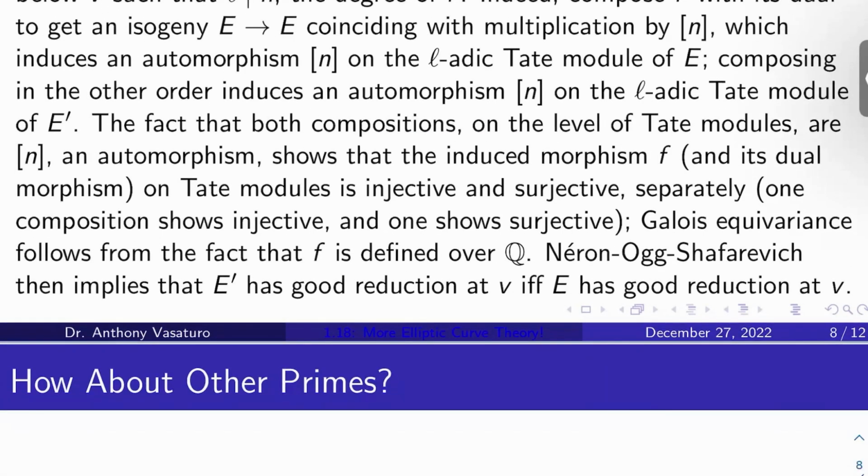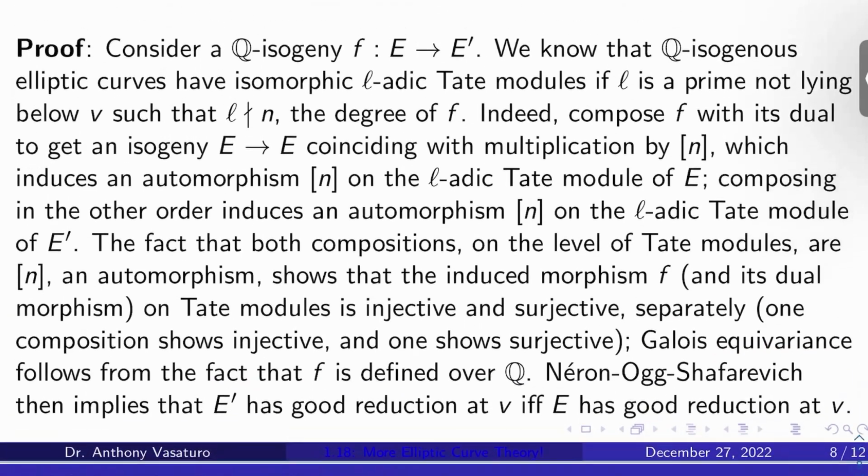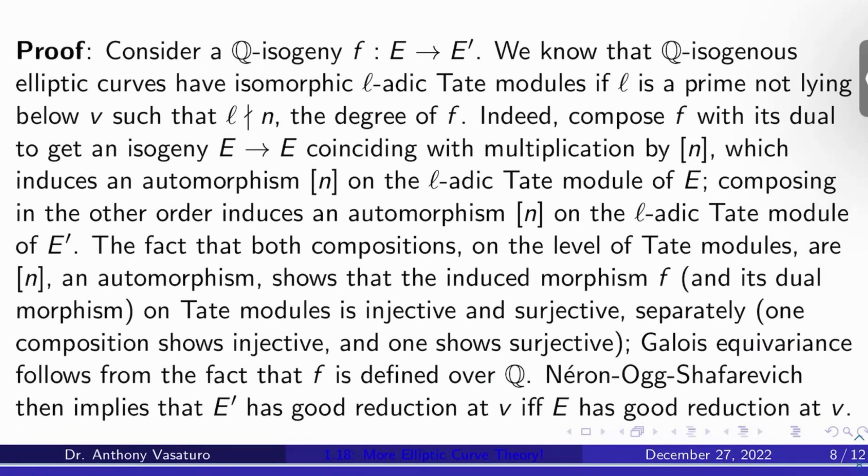So we could just check that by checking that these isomorphisms we've produced are Galois equivariant, but that's easy. The Galois equivariance just follows from the fact that F itself is defined over Q. Okay. So what did I just prove? I just proved that if you give me a Q isogeny F between two elliptic curves E and E prime over Q, then their L-adic Tate modules are Q isomorphic, as long as L is a prime that doesn't divide the degree of the isogeny. So for almost all primes L.